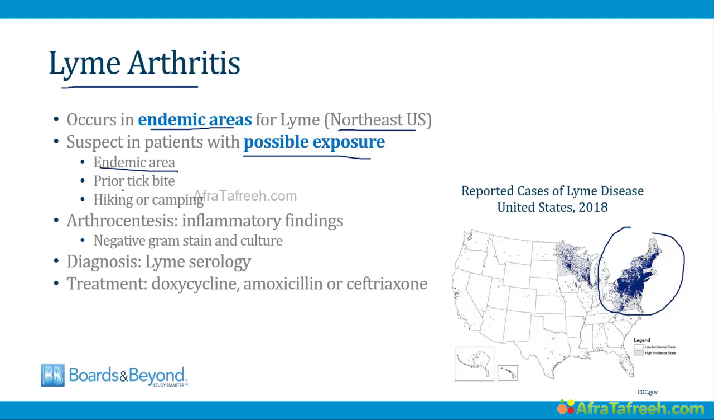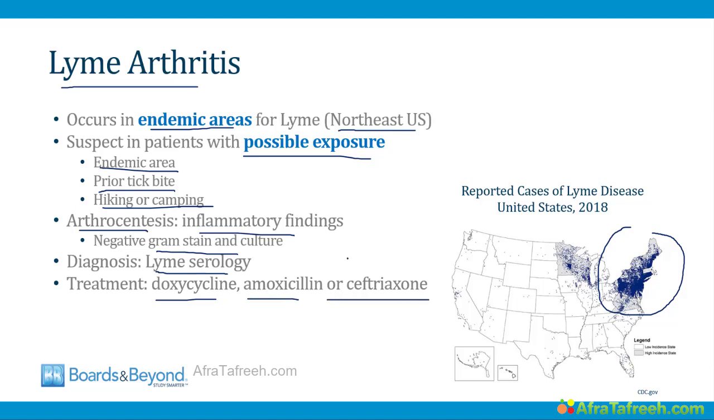You should suspect it in someone who may have had a prior tick bite or someone who's been hiking and camping and could have been exposed to ticks there. If an arthrocentesis is done in a patient with Lyme arthritis, it will show inflammatory findings like we talked about earlier, but the gram stain and culture will be negative, and that's because the bacteria is very difficult to identify. The diagnosis can be made by Lyme serology, which I talk about in the infectious disease section, and the antibiotics you can use to treat Lyme arthritis are doxycycline, amoxicillin, or ceftriaxone.